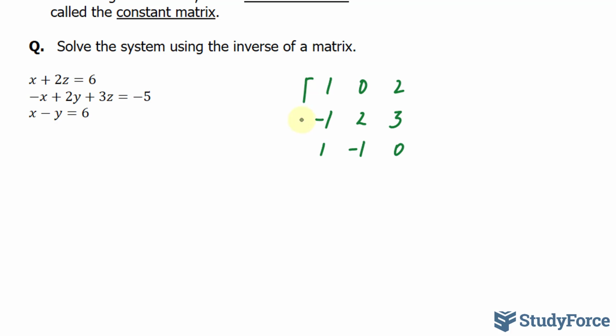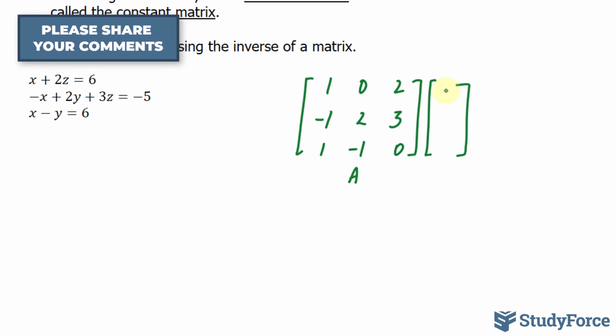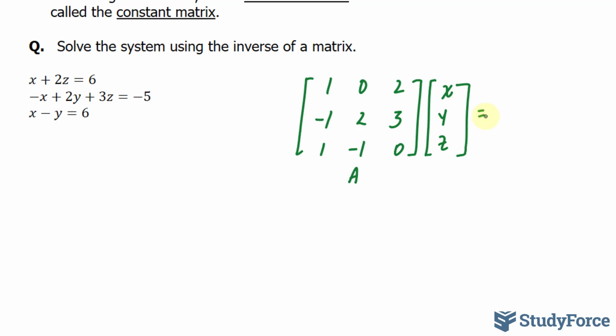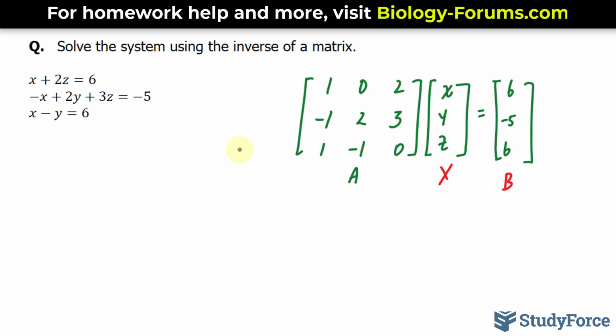This is called matrix A, and it's currently being multiplied to matrix X, which houses the letters x, y, and z. And this is equal to the constants, 6, negative 5, and 6. Now, I have to find the inverse of A, and that's the hard part. I need to convert A to its identity matrix, and an identity matrix is one that is 3 by 3 in this case, and it will have ones along the main diagonal with zeros above and below those ones.